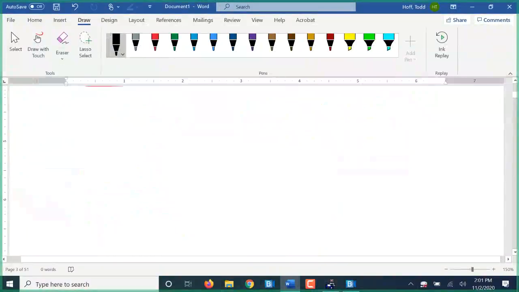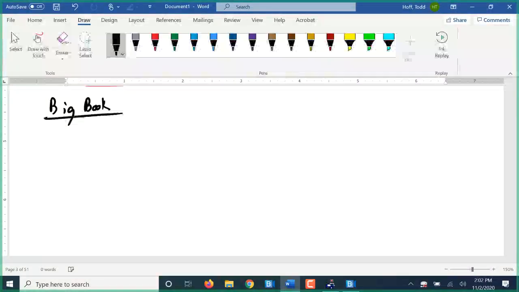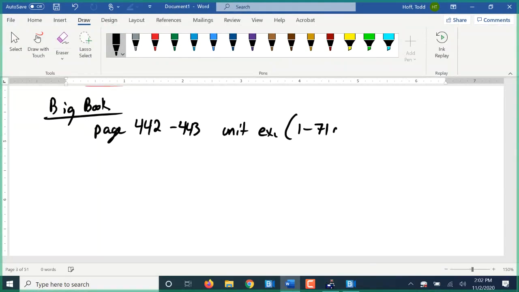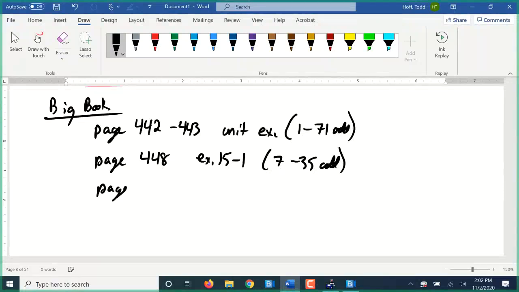So for our first hour here, we got a little homework for you. This is all out of the big book. Page 442, 443, the unit exercises, 1 through 71, the odds, and then page 448, exercise 15-1, 7 through 35, the odds. And page 451 through 453. Exercise 15-2. 7 through 15, the odds.